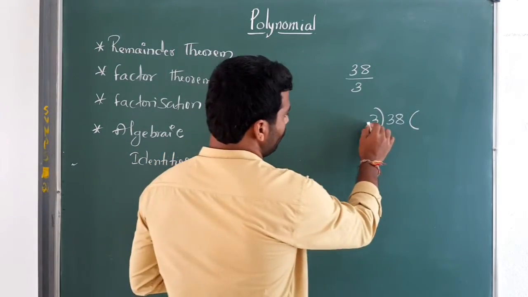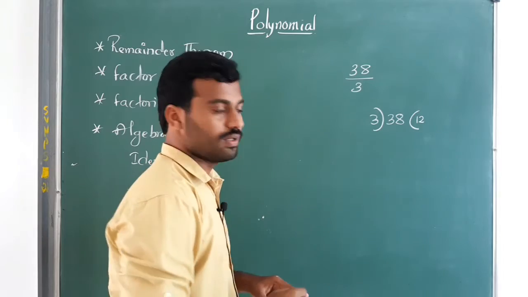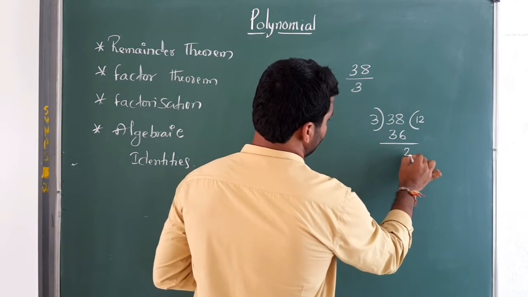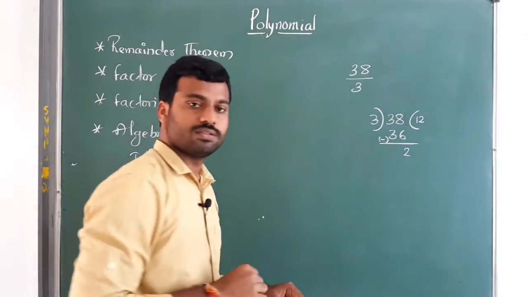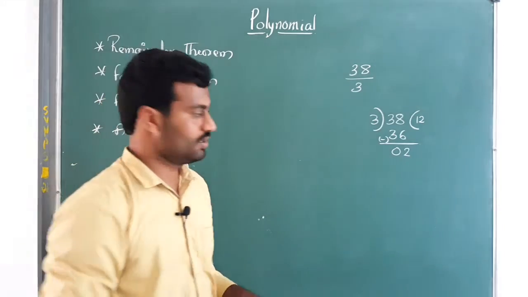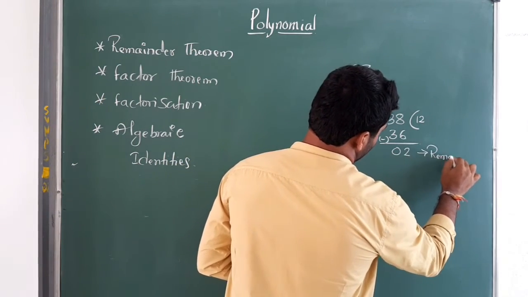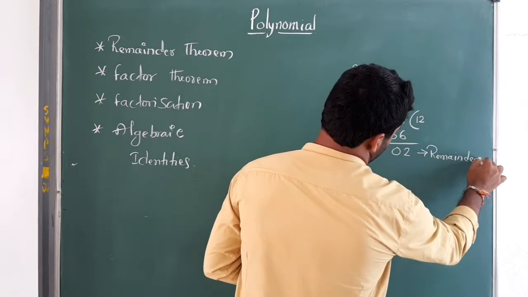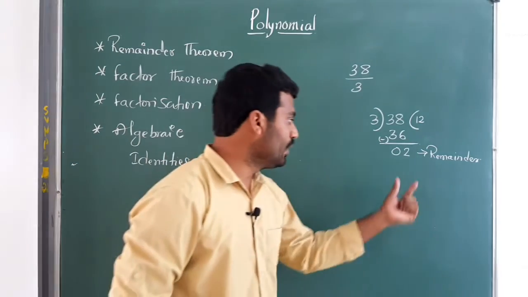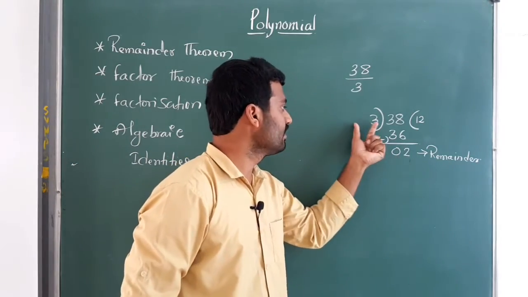So, 3 12s, what? 36. So subtract it, this one you subtract. Then what will you get? You will get 0 2. Clear or not? So this one we are going to say as the remainder. Why? Because this value is less than the divisor. 2 is less than 3.